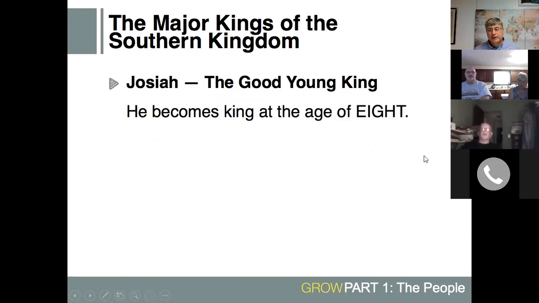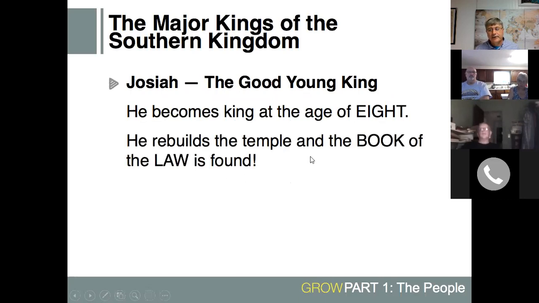He becomes king when he's the age of 8. And he rebuilds the temple, and the book of the law is found. And I think this is one of the most interesting stories in the Old Testament. It's Josiah. He decides that he's going to be a godly king. He's going to follow God. He makes this decision to be a godly king when he's 8 years old.